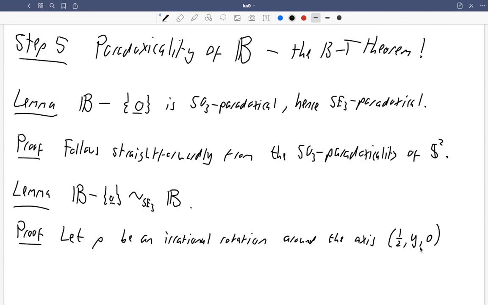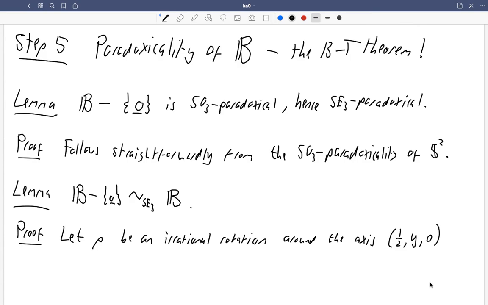So it's not like a 180 degrees rotation. That's a pi rotation. That would count as a rational rotation. So with an irrational rotation, if you repeat it any number of times, you'll never get the identity. That's the point of irrational rotations.